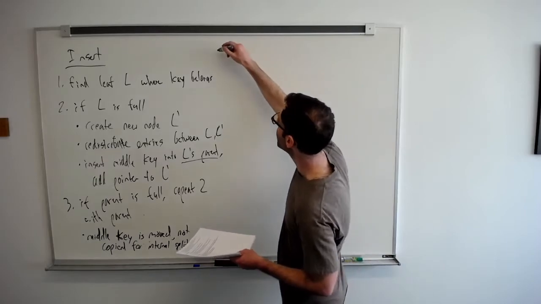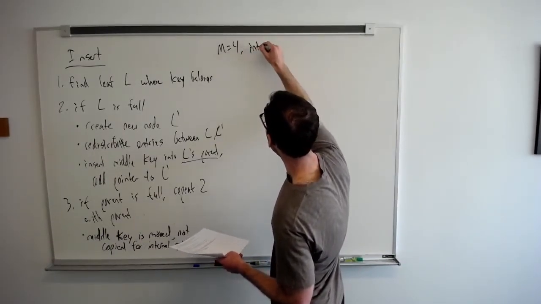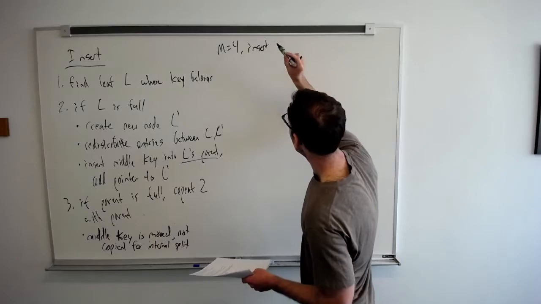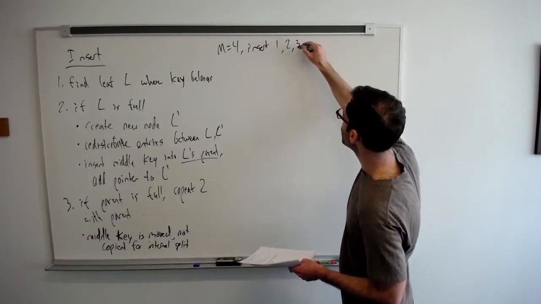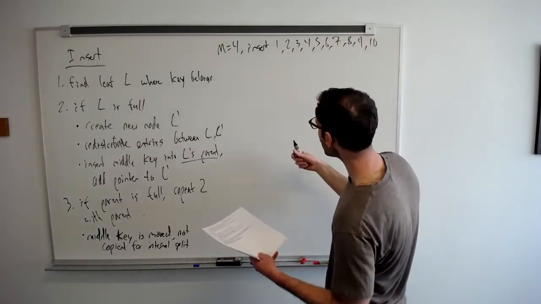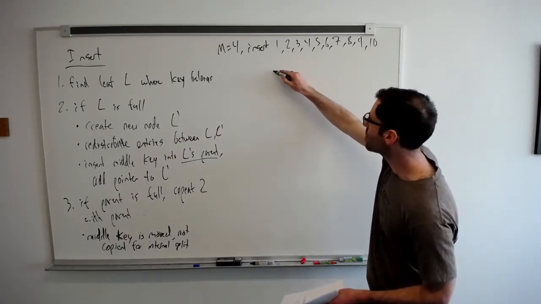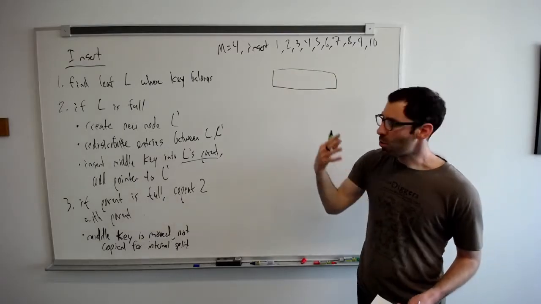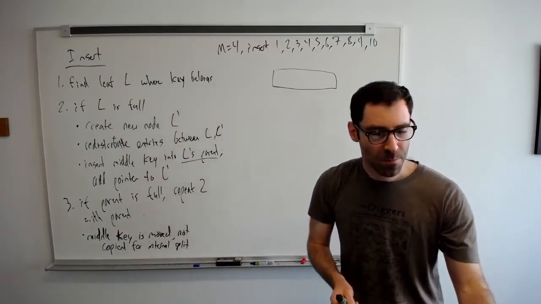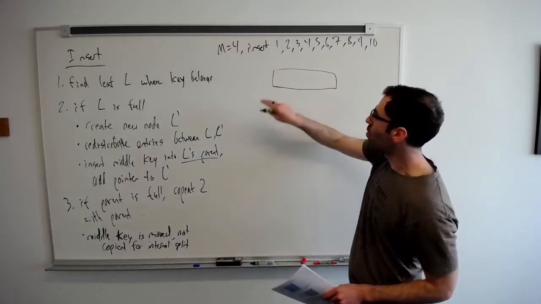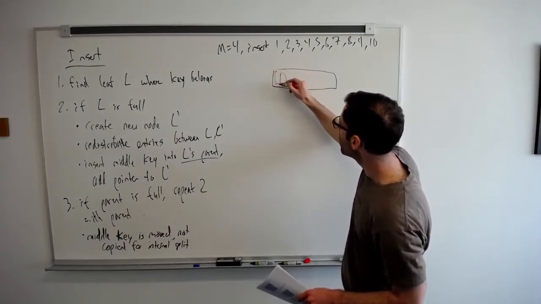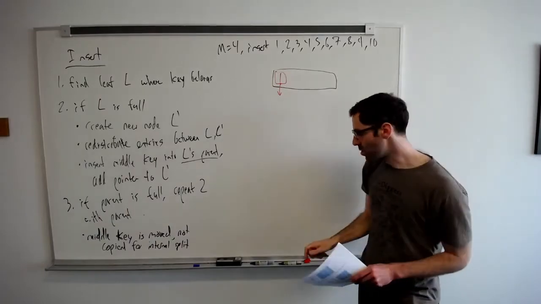So for this, I'm going to say M is 4, and we're going to insert a very exciting sequence of keys: 1, 2, 3, 4, 5, 6, 7, 8, 9, and 10. So we start out with an empty root, and the root is special. It's okay if the root is below capacity, because otherwise we could never have an empty B plus tree. So we insert 1. Where it belongs is just the root, and it has some pointer to the corresponding data.